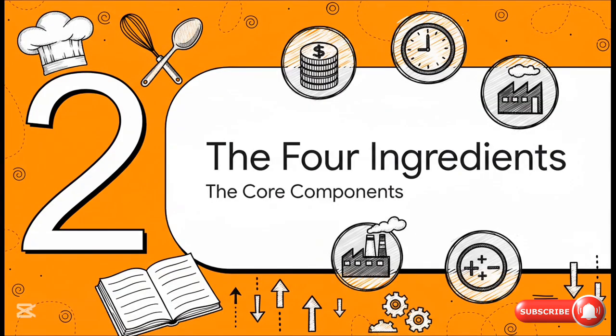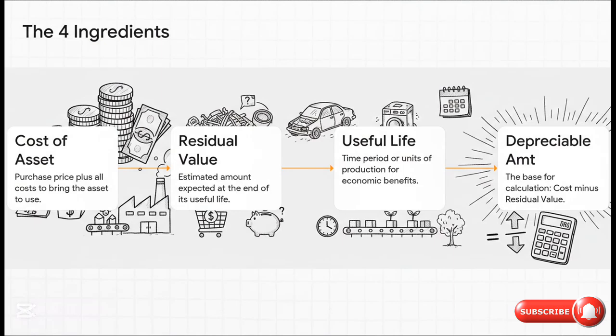All right, so to do that systematic allocation, we need a recipe. And you know what? That recipe has 4 essential ingredients. Let's break them down. First up, you've got the cost. And this isn't just the price tag, we're talking about every single penny it took to get that asset ready to go. Second, the residual value.